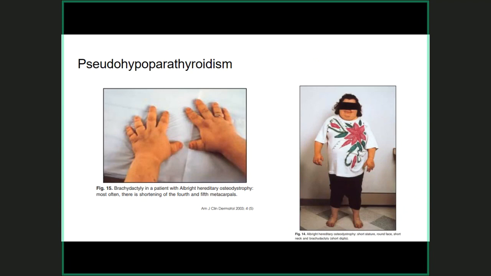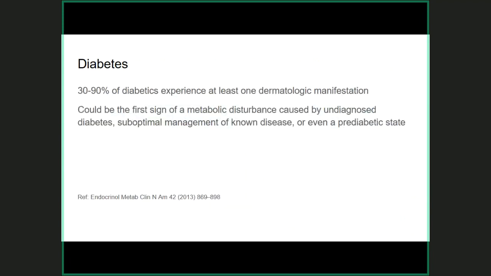All right, let's move on to diabetes. Diabetes can be associated with skin manifestations in most everybody. It has a range of 30 to 90%, but most everybody, I would say, has some kind of manifestation in their lifetime. It could be the first sign of metabolic disturbance where it could lead to the diagnosis of diabetes. It could mean that the diabetes is suboptimally managed because certain microangiopathic complications may actually go along with the skin manifestations, or it could be a sign of a pre-diabetic state.